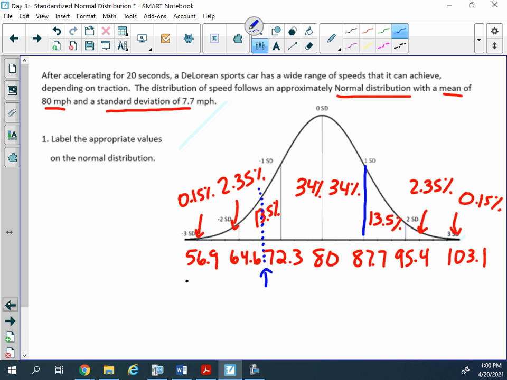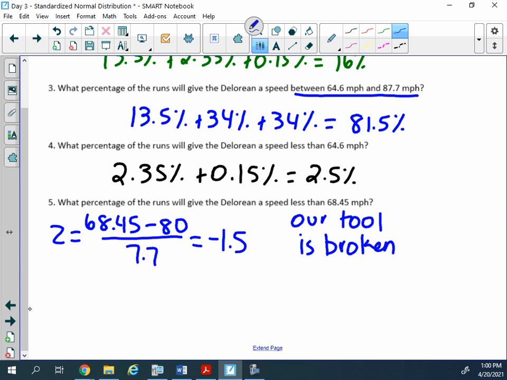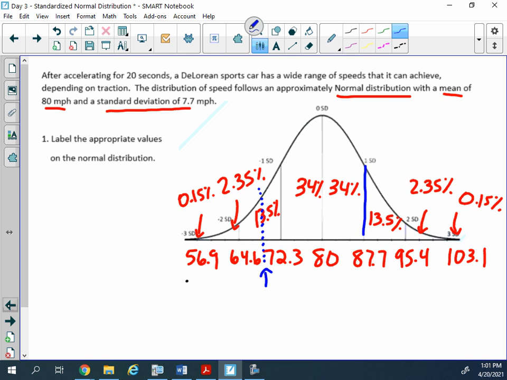Well, that wasn't necessarily on our normal curve. It was actually in between, and when we did the z-score, we got negative 1.5. Now, if we are using our math here, negative 1.5 means we're 1.5 standard deviations below the mean. 1.5 is in between 1 and 2 standard deviations. So maybe we could take that 13.5 and divide it by 2, and then add all the percentages afterwards, right? So the 0.15 and the 2.35%.